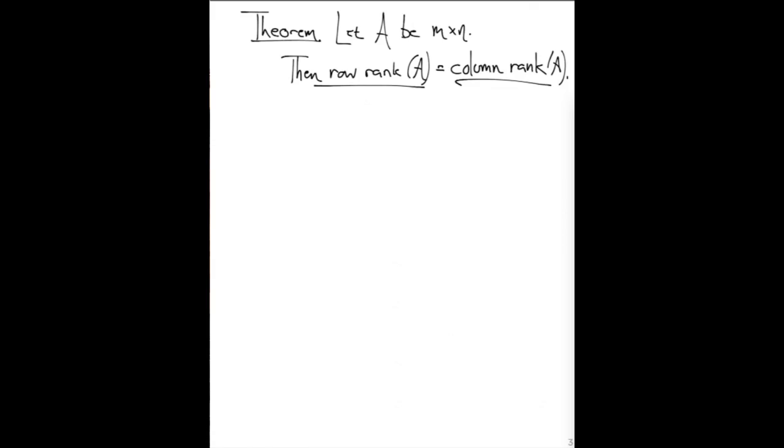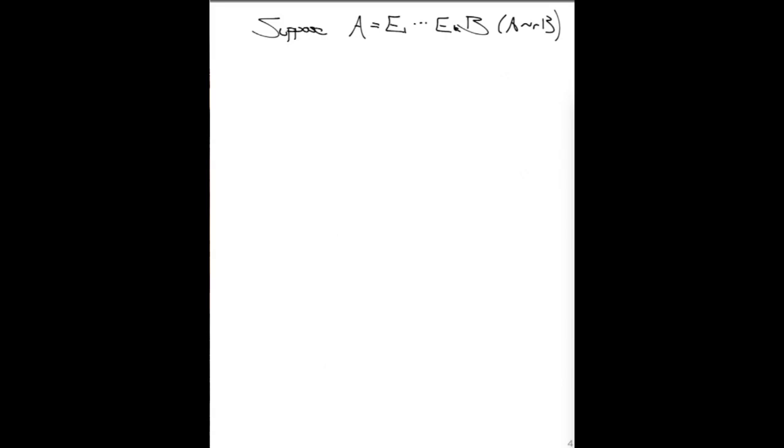So we make a new definition. We define a new number called the rank of A, which is defined to be either the row or the column rank, since they're always equal anyway. Before moving on to the next major theorem in this section, let's pause for a moment and make an interesting and helpful observation about the rank of a matrix.